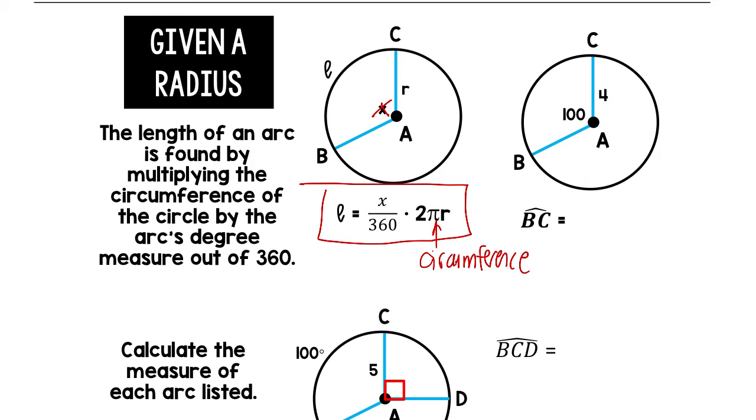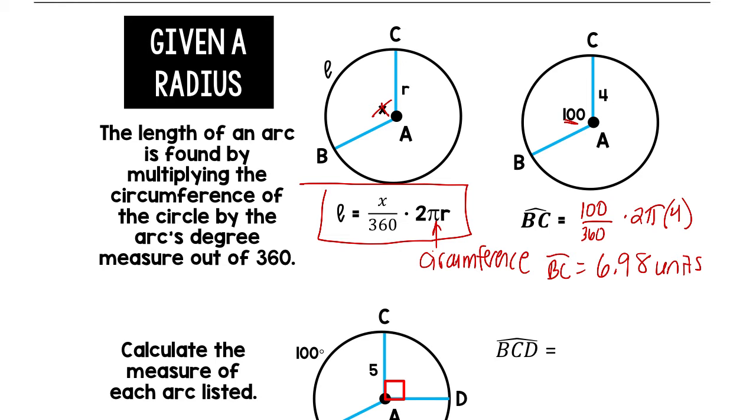So arc BC, the length of arc BC, we take this sector, 100 divided by 360, and then we take that times 2 pi r. So 2 pi and then 4. We can leave this in terms of pi, so our answer has pi in it, or we can say that arc BC is equal to 6.98 units.